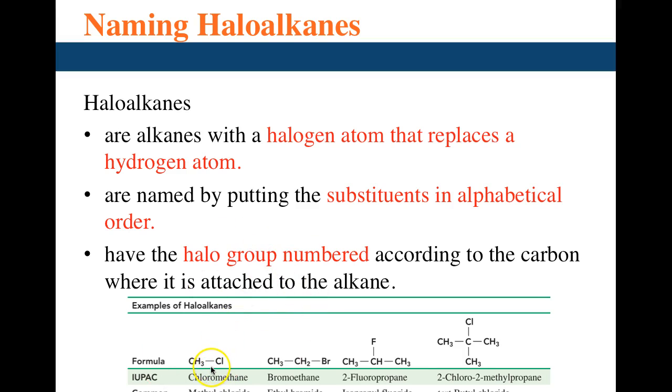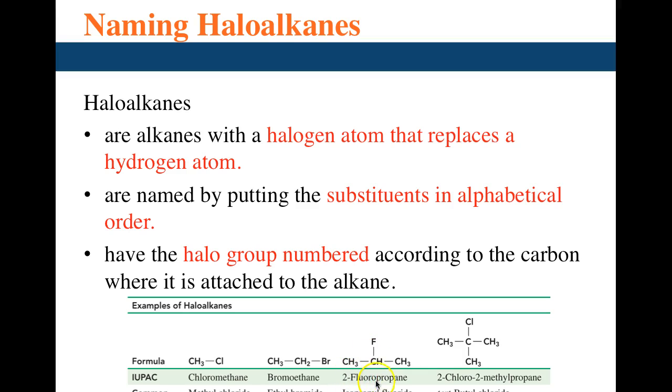So when you have methane with one of the hydrogens replaced by chlorine, it becomes chloromethane. You don't have to give any location number, there's only one carbon. When you have a bromine replacing one of the hydrogens in ethane, you don't have to give it a location number, because wherever this substituent is becomes carbon 1. All right, so bromoethane. Now here, because there are 3 carbons and the fluoro is in the middle, you have to give a location number.